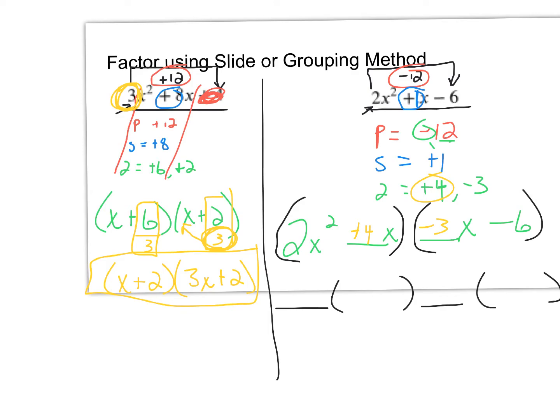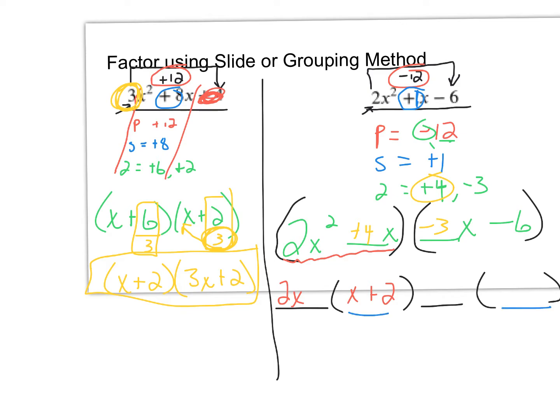Now what we're going to be doing is we're going to be taking GCF. So let's take the GCF out of the first parenthesis. So I can take out a 2 and an X, leaving me X plus 2. Now here's the catch. We need to make these parentheses match.